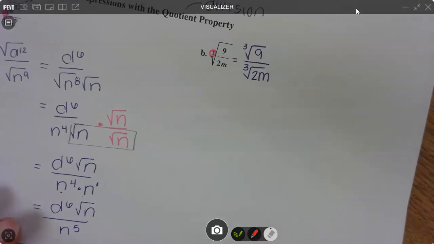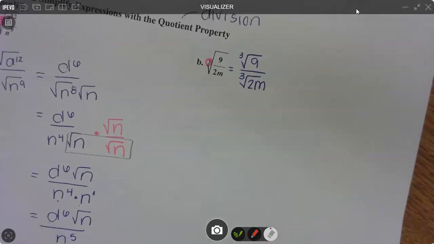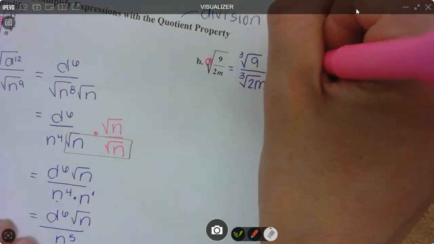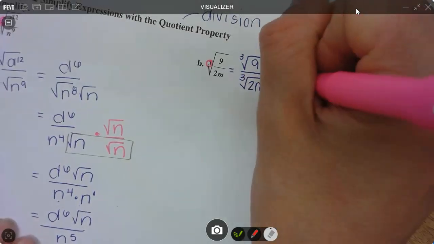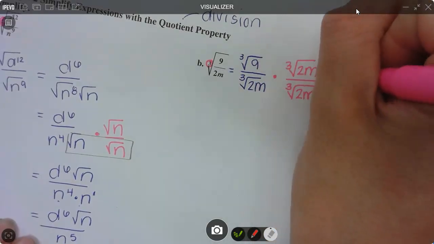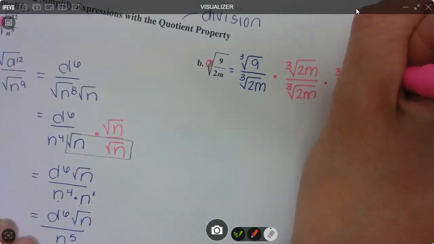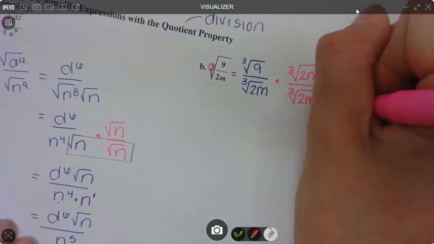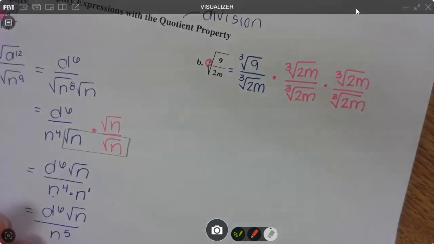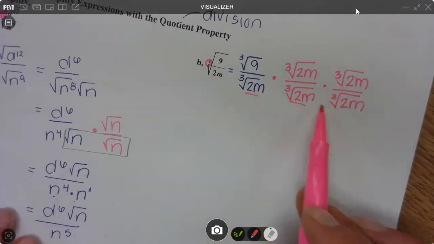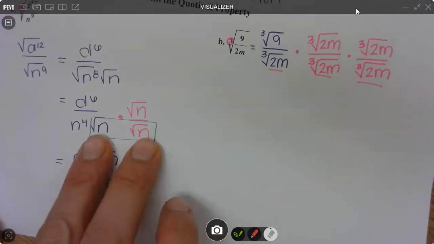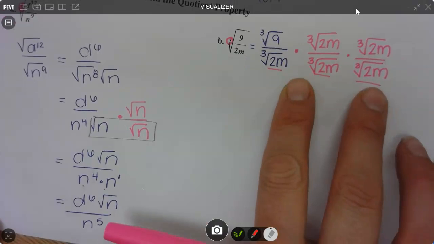So in order to rationalize this, we need 2 more cube roots of 2m. Because now I need 3 of each. So for a square root, you need 2. For a cube root, you need 3.